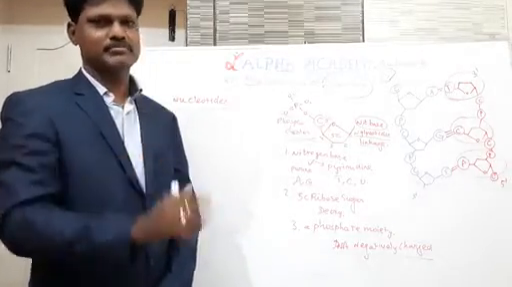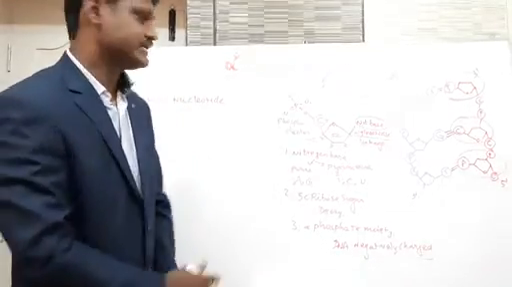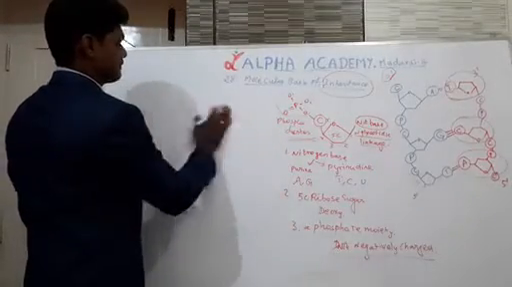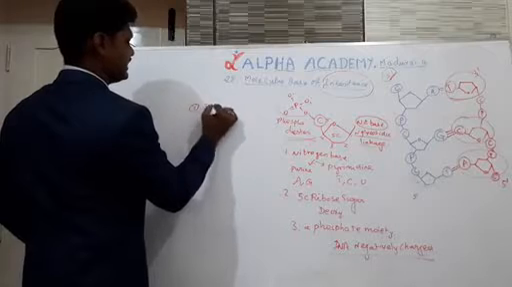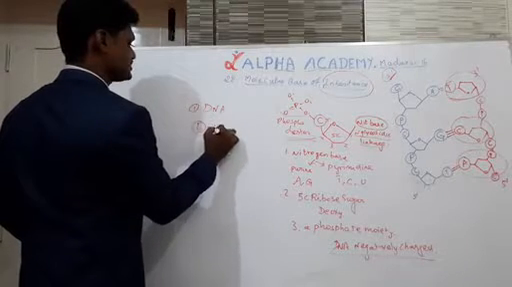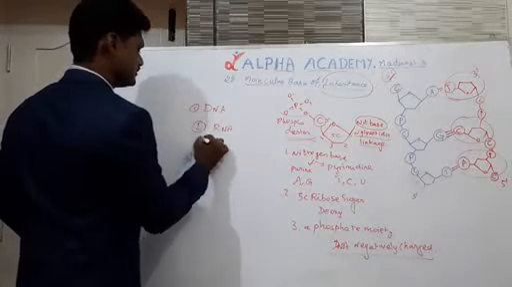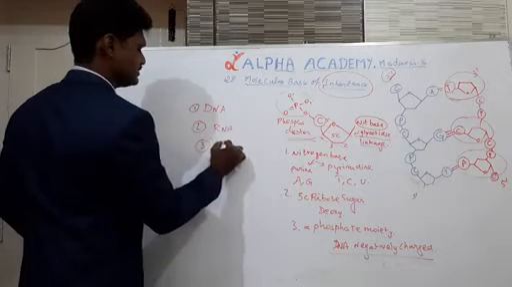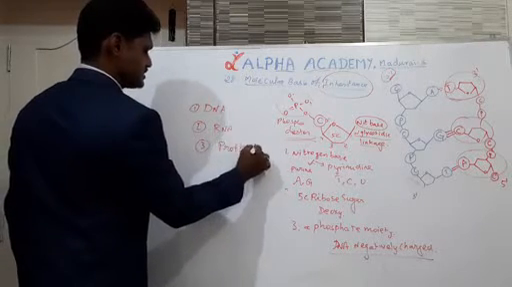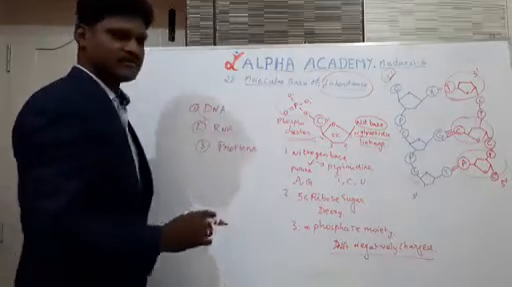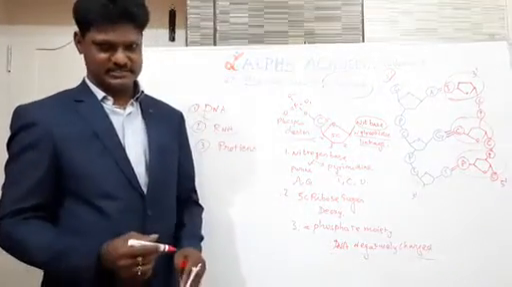So there are three types of molecules helpful for heredity. One is DNA. Second one is RNA. Third one is proteins. See, DNA and RNA are known as nucleic acids.